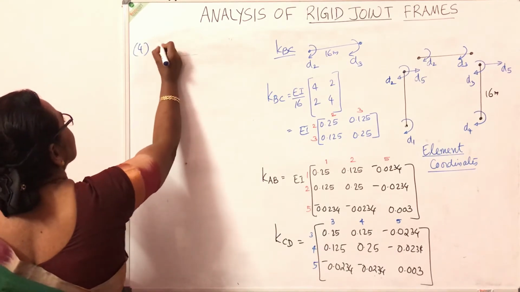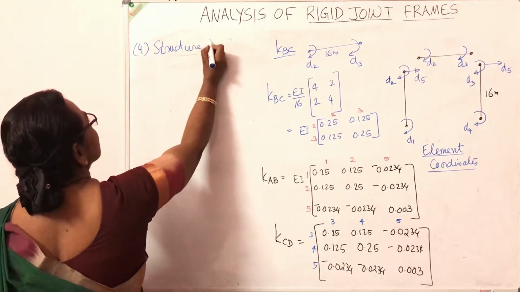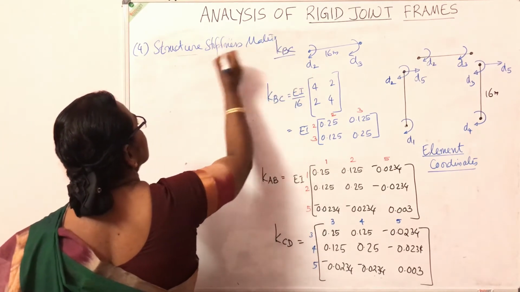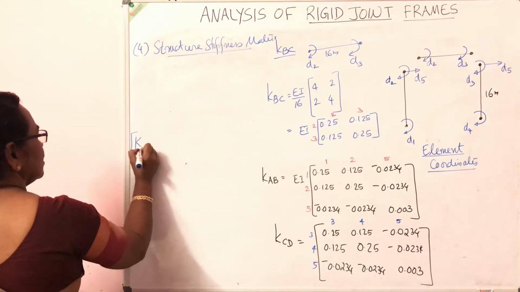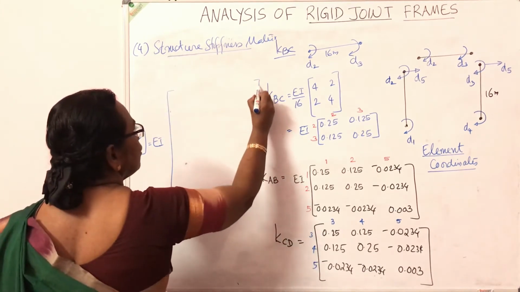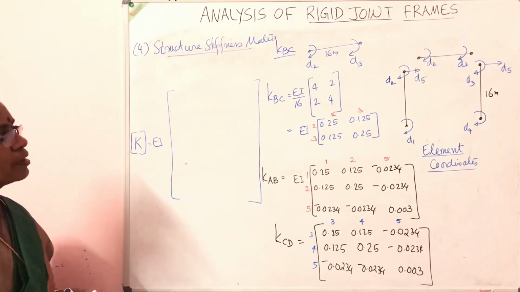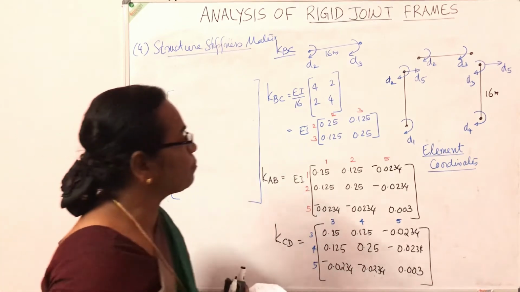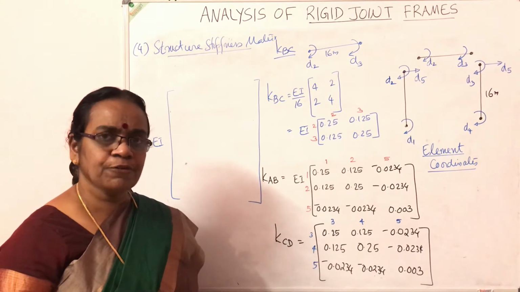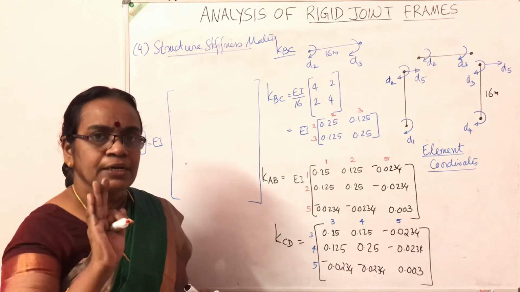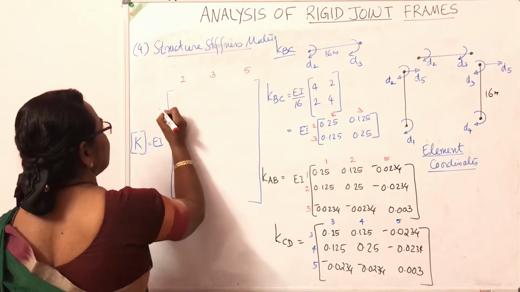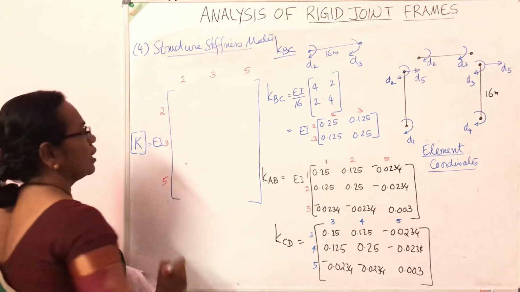So next step, structure stiffness matrix K, EI into. Here you have to be very careful in posting the elements. First of all, we know this support D1 and D4 are fixed supports, so D1 is equal to 0 and D4 is equal to 0. The final stiffness matrix will be having only 3 degrees of freedom, and corresponding to 3 degrees of freedom, 2, 3 and 5 will be having elements 2, 3 and 5.